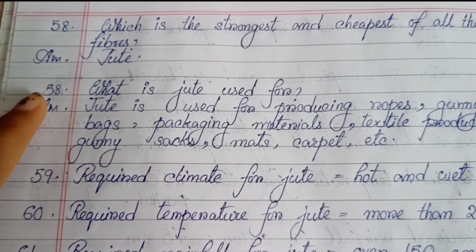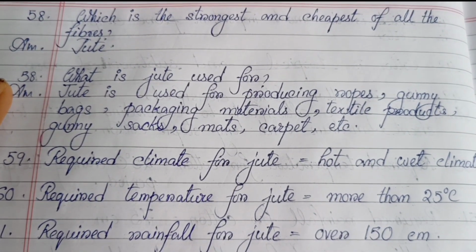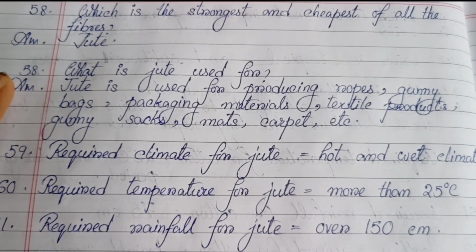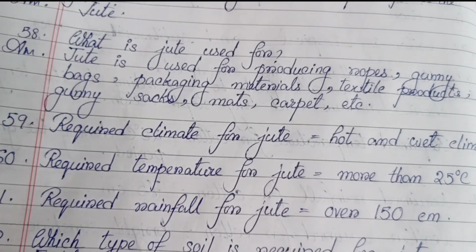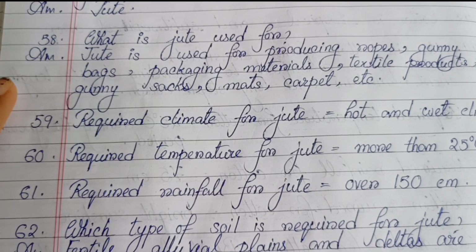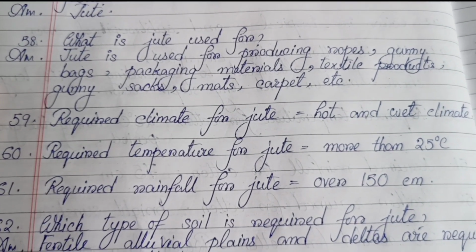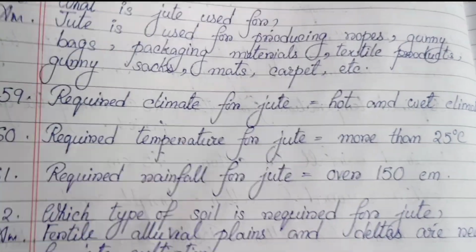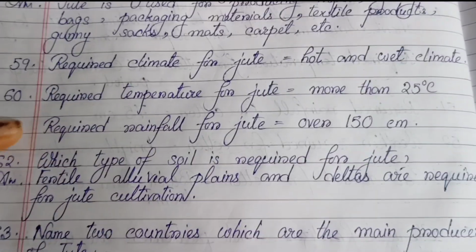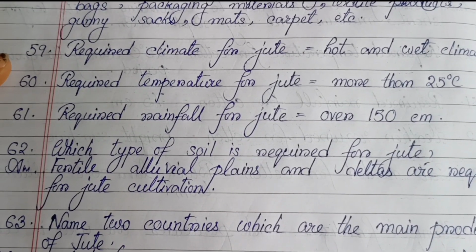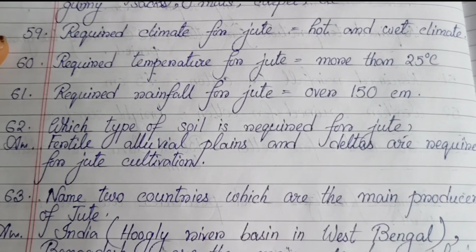Number 59. Please correct the number. What is jute used for? Jute is used for producing ropes, gunny bags, packaging materials, textile products, sacks, mats, carpet, etc. Next, required climate for jute: hot and wet climate. Required temperature for jute: more than 25 degrees centigrade. Required rainfall for jute: over 150 centimeter.